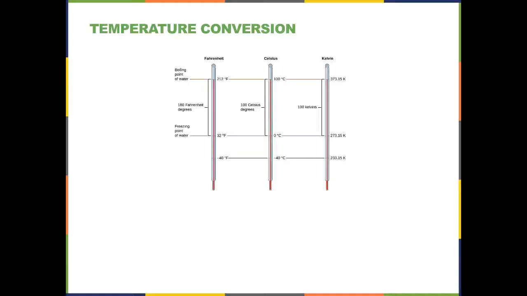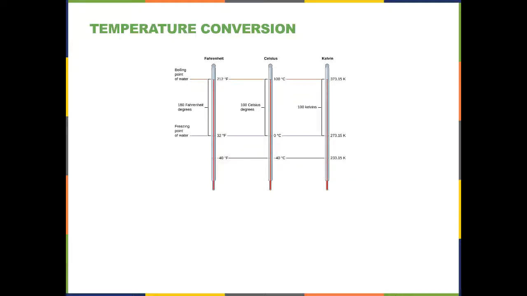So the Fahrenheit scale is the one that you're used to, in which 32 degrees represents the freezing point and 212 represents the boiling point. So there are 180 degrees of Fahrenheit between freezing and boiling. In Celsius, 0 degrees represents freezing, and 100 represents boiling. And so there are 100 degrees between freezing and boiling, and that's also true of Kelvin, although the baseline is 273 and 373.